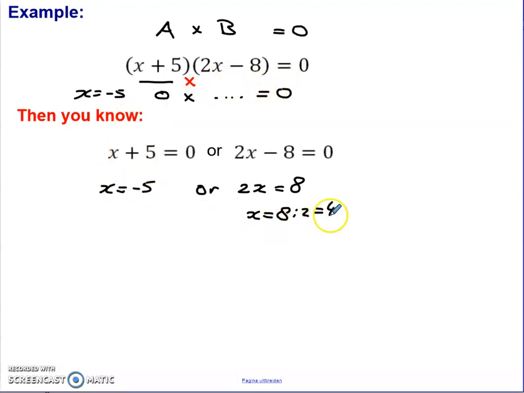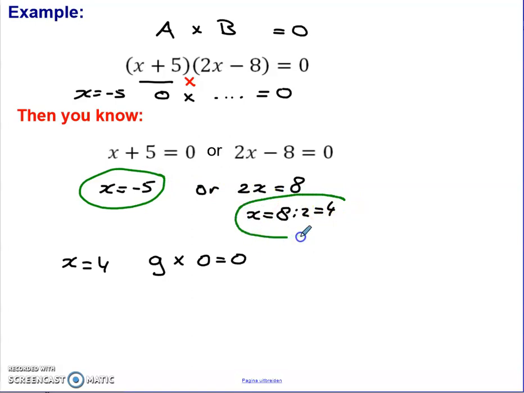But I can also fill in x is 4. When I fill in x is 4, the first part, 4 plus 5, will be 9. And now I fill in 4 in this part. 2 times 4 is 8. 8 minus 8 is 0. And again, you see, this is also a good solution. So there are two solutions to this equation. X is minus 5 or x is 4.